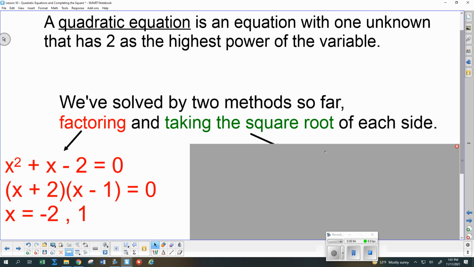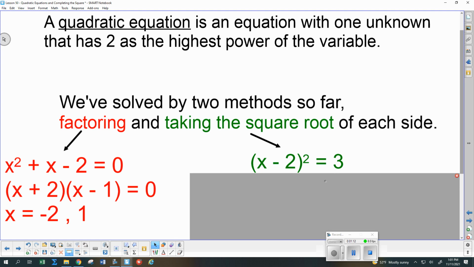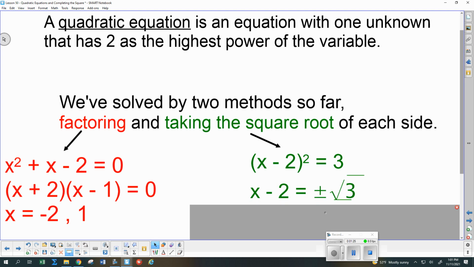We've also done ones that are harder with the AC method, where maybe we started with 6x squared. We didn't start with 1x squared, and we had a little bit more work to do, but we've also learned how to do those, but still by factoring. Parentheses, parentheses equals 0. We've also done the plus or minus square root method. If we can get something squared equals, including a parentheses squared equals, we take square roots of both sides and make sure we remember the plus or minus on one side.